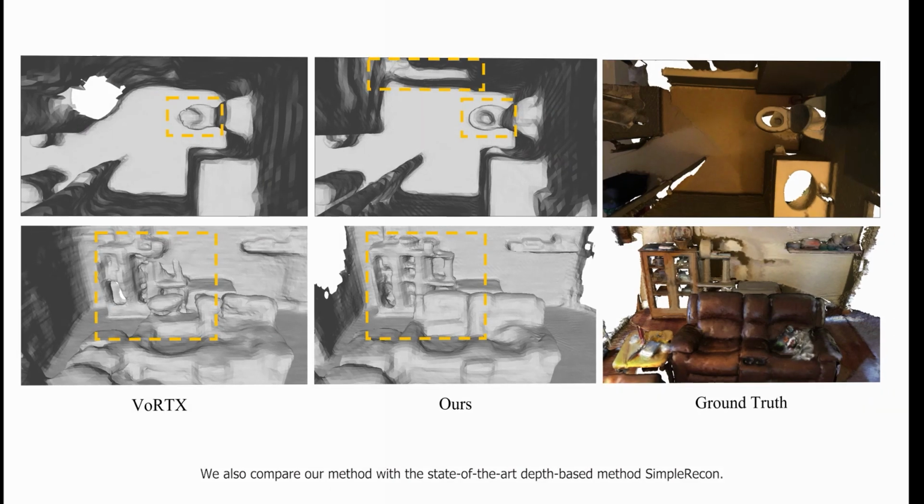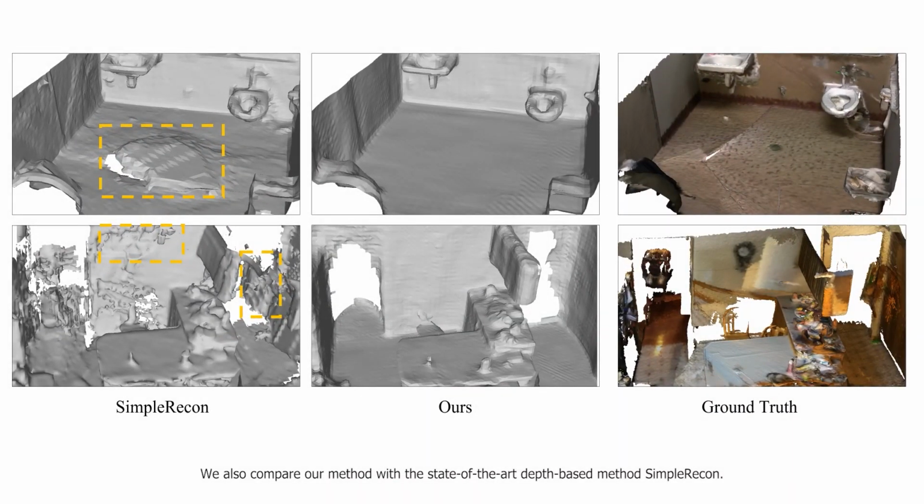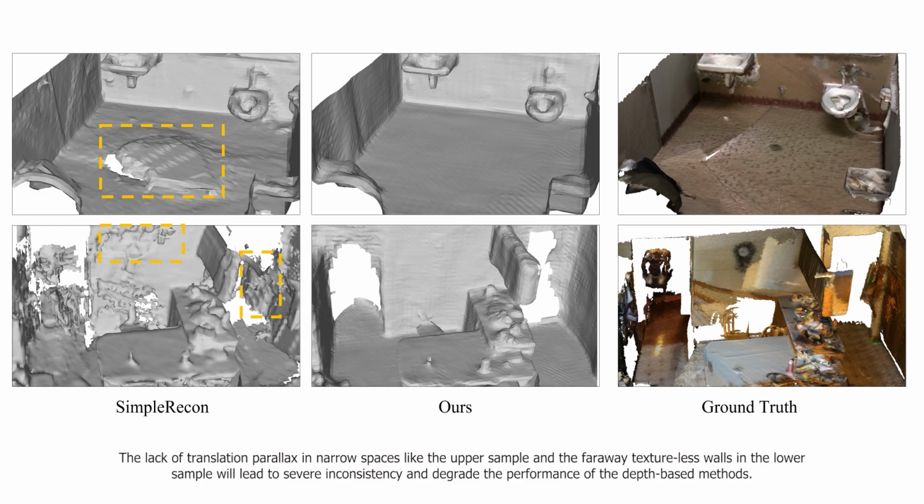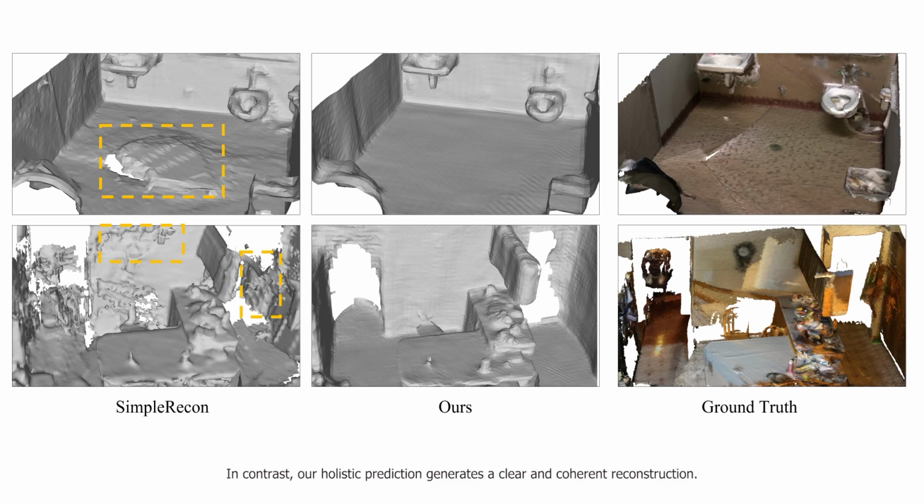We also compare our method with the state-of-the-art depth-based method. The lack of translation parallax in narrow spaces like the upper sample and the faraway texture-less walls in the lower sample will lead to severe inconsistency and degrade the performance of the depth-based methods. In contrast, our holistic prediction generates a clear and coherent reconstruction.